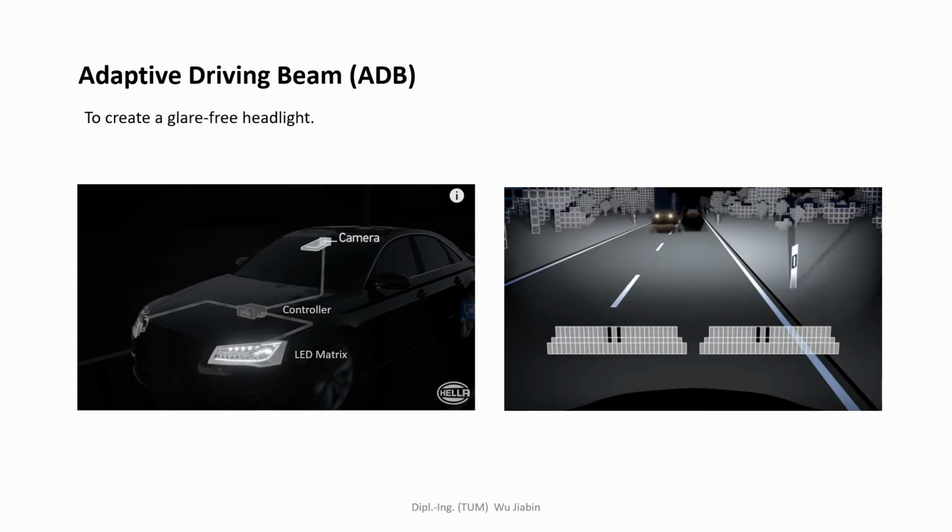So this is the whole map of an ADAS. Following, we will discuss all these components one by one, the components and the algorithm inside each of them.